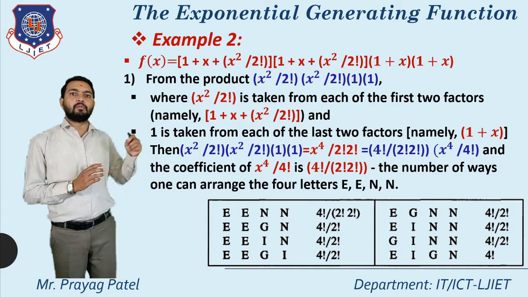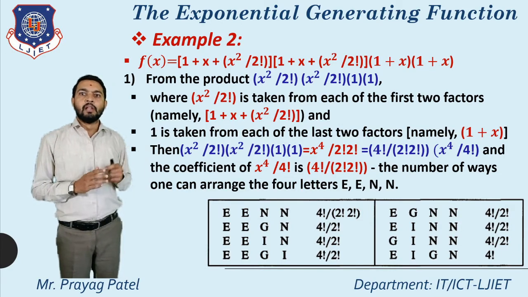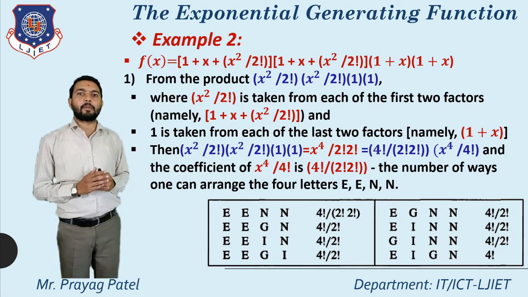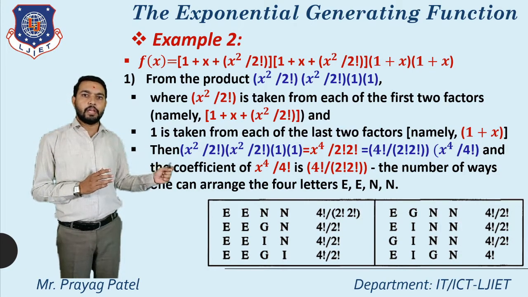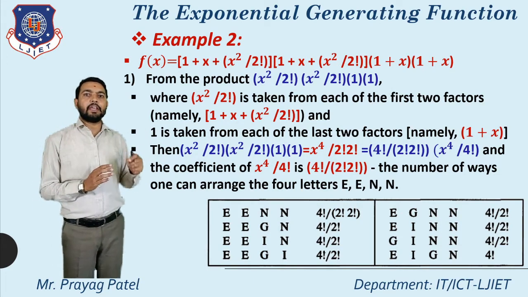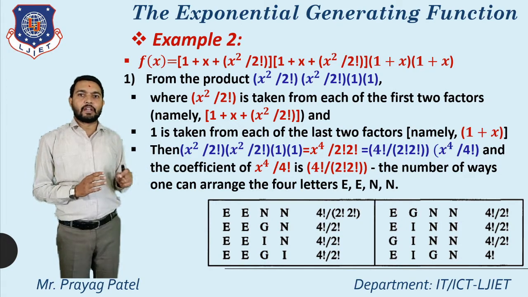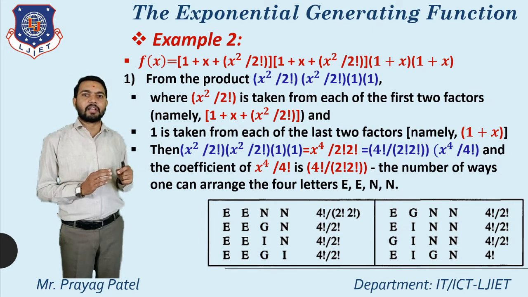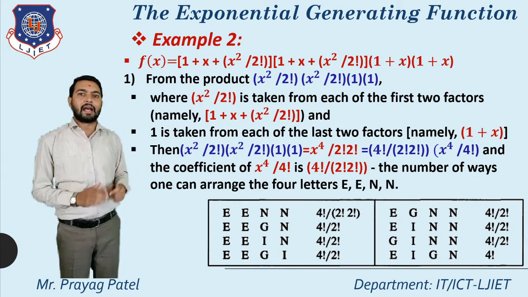Now we divide both portions by 4 factorial. That means the answer is 4 factorial divided by 2 factorial into 2 factorial, into x raised to 4 divided by 4 factorial. The coefficient of x raised to 4 divided by 4 factorial is 4 factorial divided by 2 factorial into 2 factorial. It is equal to the number of ways we can arrange the letters E, E, N, N from all the available letters. So this coefficient of x raised to 4 divided by 4 factorial, 4 factorial divided by 2 factorial into 2 factorial, is our answer.